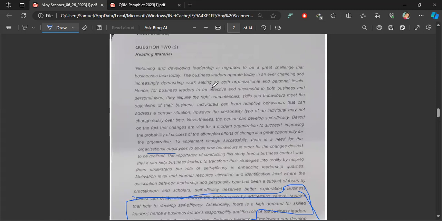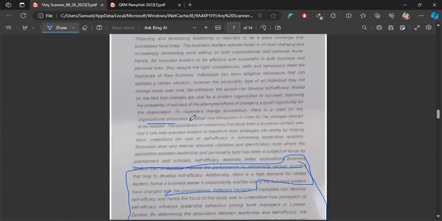So based on the fact that changes are vital for a modern, blah blah, and then to implement change successfully, there is need for organizations to adopt new behaviors in order for the changes desired to be realized. So the importance of conducting this study, the importance of analysis from a business context, was to be realized.